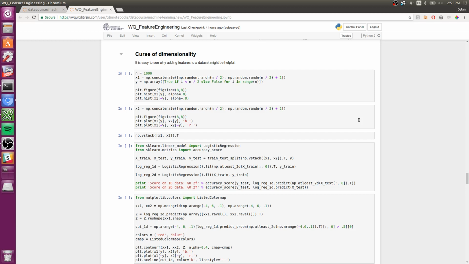But adding features is not always helpful. So let's address this issue. When is adding features a good idea? So first, let's consider the case of how adding features helps.